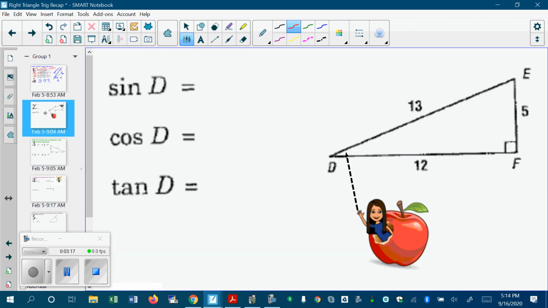Okay, let's look here, and here's Mrs. Fry, and she's pointing out that all of these questions are relative to angle D, so pay attention to the D. And what I'd like you to do with this triangle is tell me the sine, cosine, and tangent of angle D. Please pause the video and come back to check your answers.